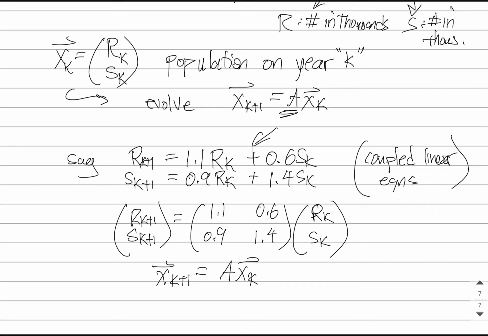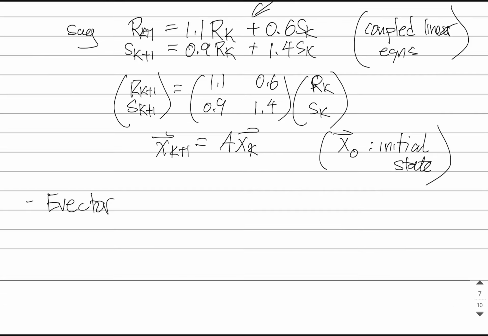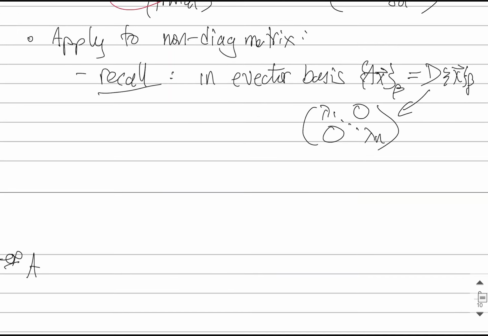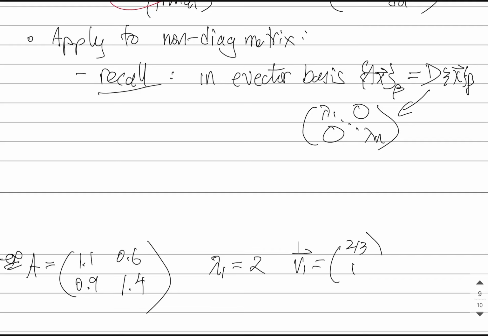Now, generally, we like to talk about x0 being the initial state, and then we want to evolve that in time. So the eigenvectors determine the evolution behavior. If we take that matrix A, 1.1, 0.6, 0.9, 1.4, you can diagonalize it. You can do a bit of work. Again, pause the video, do whatever you need. You'll find that the first eigenvalue is 2. The first eigenvector is 2/3 and 1.